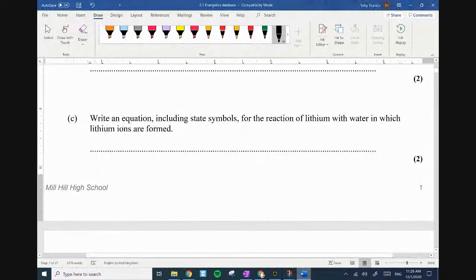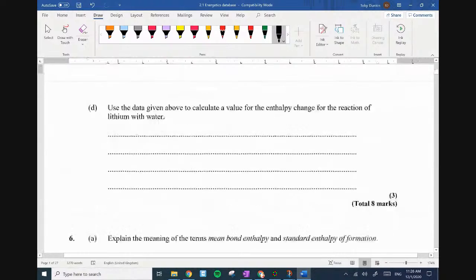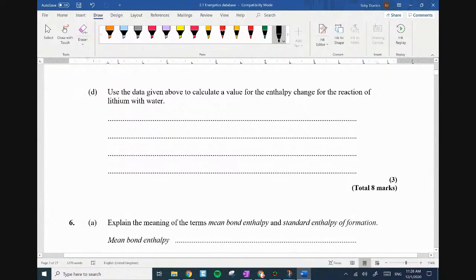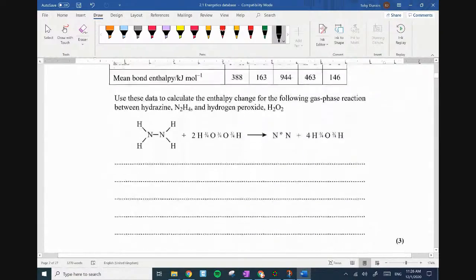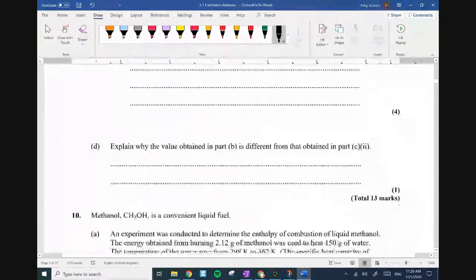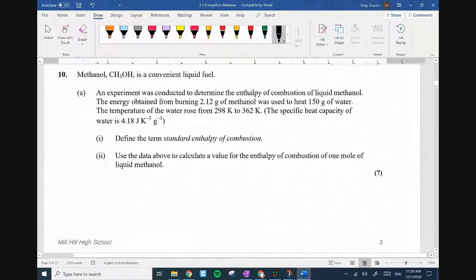Next, find the next calorimetry. Mr. Duncan, focus. Use the data given above to calculate a value for the enthalpy change. Don't care. Bond data, done it. Formation data, done it. Here's the next one.